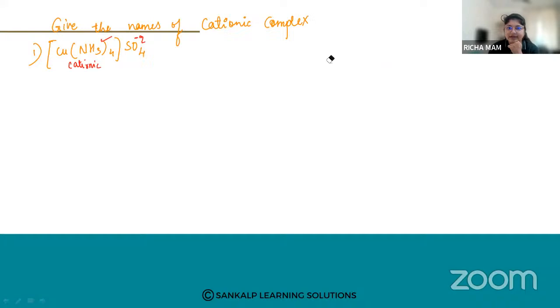Yes, how do you write it? Try. I'll give you the first one. Then you can try the others. Fine. So now here, the name of the complex is what? How many amine groups are there? 4. So the name is tetraamine. Then what you have? Tetraamine. Then we have copper.